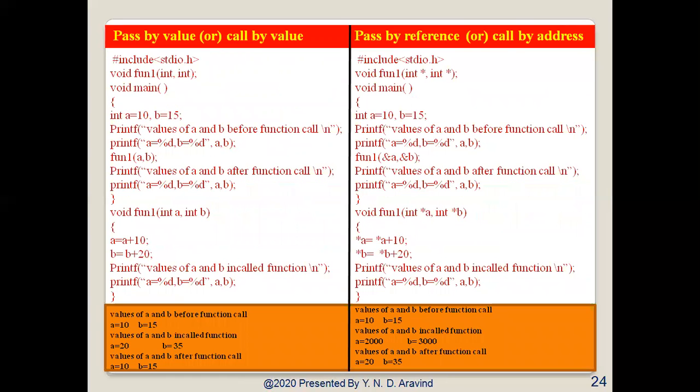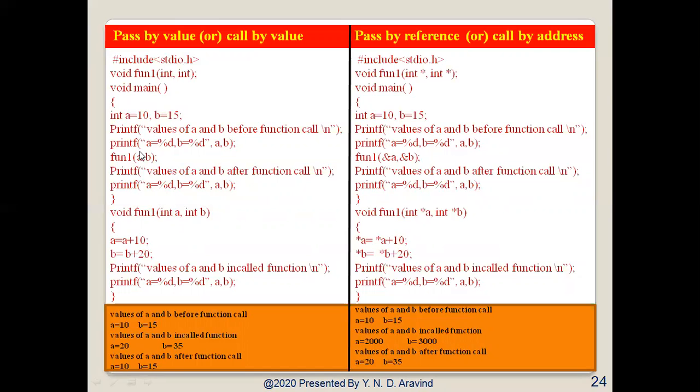So here let us see call by address. Here the function fun1 is declared, whose return type is void and having two arguments of type int. In the main, fun1 of a comma b invokes the function fun1 and assigns the content of the actual parameters a and b to the formal parameters a and b.